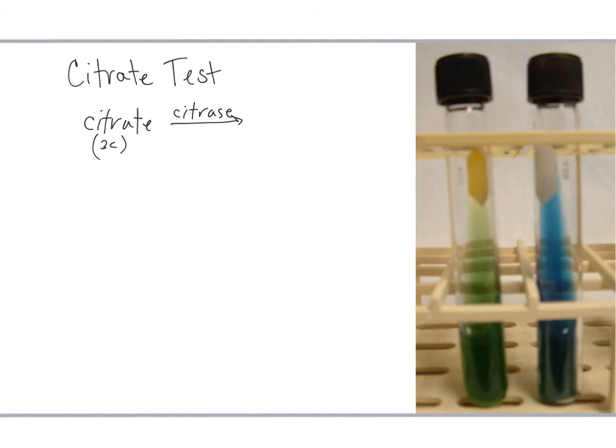Now, the end products here are rather complicated. One of the products is ammonia. And when you see ammonia, you should think alkaline. All right, so really, that's the key, is that we're looking for alkaline end products. Okay, our pH indicator in the slant is bromothymol blue.